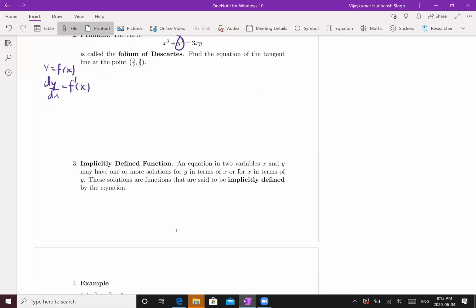Let's see the following. A function in two variables, x and y, may have more than one solution for y in terms of x or x in terms of y. These solutions are said to be implicitly defined by the equation. So these functions are not explicitly defined. Now, what is an explicit example? An explicit function would be, let's say, y equals x squared. Here, y is explicitly defined in terms of x. However, if you take x squared plus y squared equals 1, this is not an explicit equation, because for every x you will have two values of y, right? So y is not even a function of x.